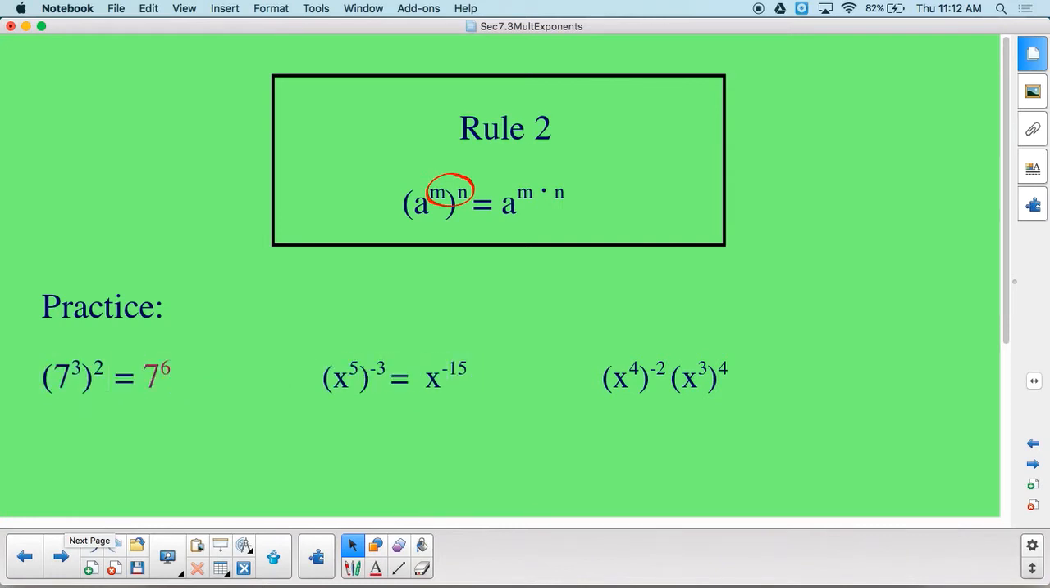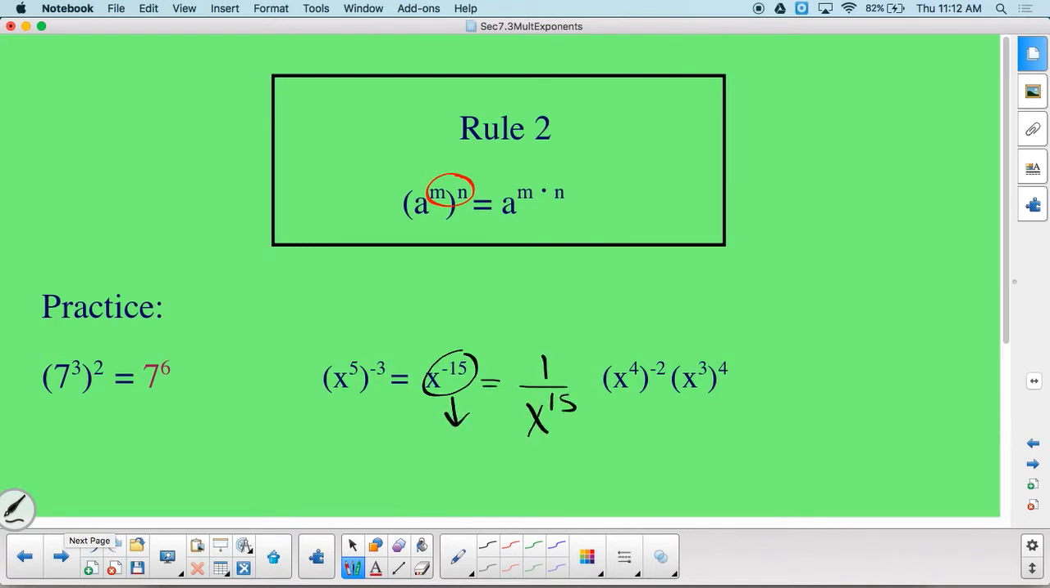X to the negative 15th. We cannot keep a negative exponent. Negative exponents have to move down to the bottom. We have 1 over x to the 15th. And the last problem, we have to multiply these two together, giving me x to the negative 8th. We multiply these two together, giving me x to the 12th.